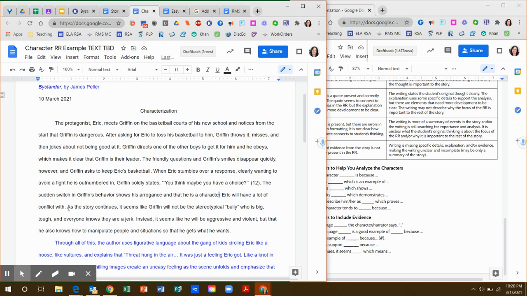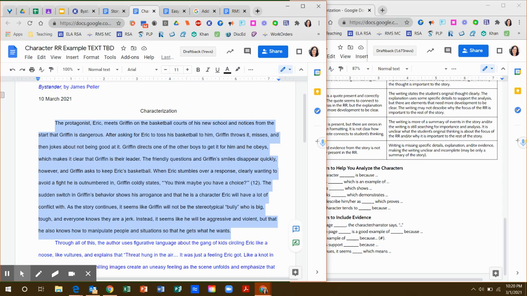But in my sentence, as the story continues, it seems like Griffin will not be the stereotypical bully who is big and tough and everyone knows they're a jerk. Instead, it seems like he will be aggressive and violent, but that he also knows how to manipulate people and situations so that he gets what he wants. All right, so that would be a paragraph, a reading response using one quote.